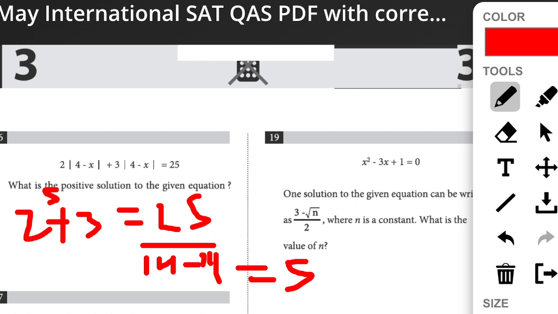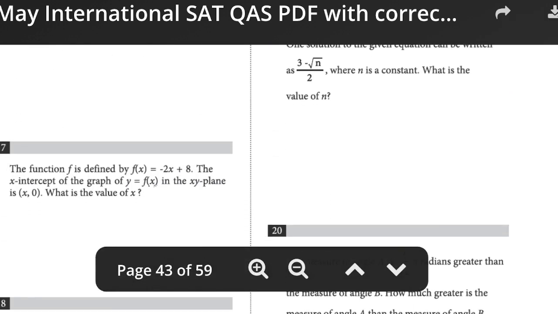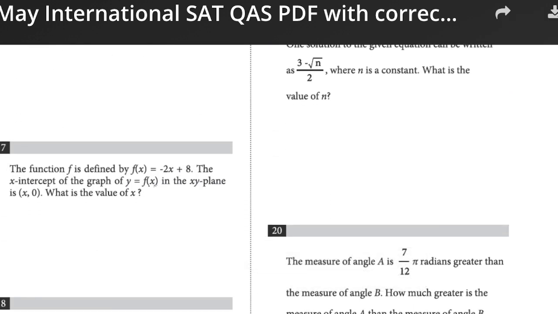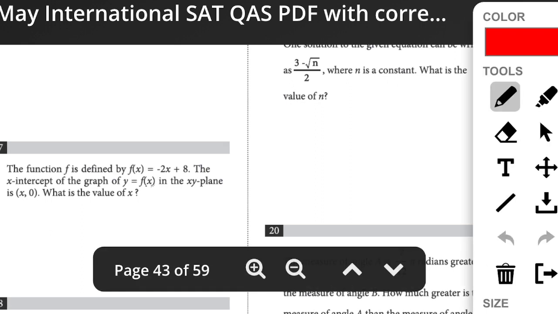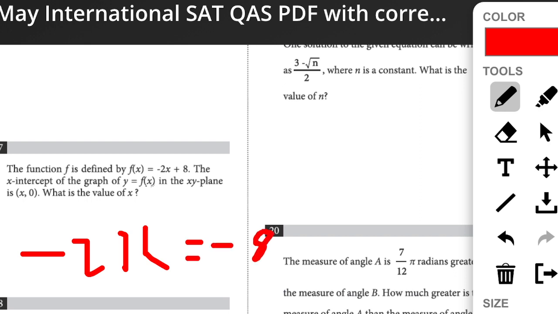So let's think about it. So how could we get a -5? If we do 9, then yes. So 16 is 9. Alright. Number 17, we have the function f is defined by this equation. Alright. What is the value? Okay. It says that the x-intercept of x. So when is y 0? Well, if negative 2x is equal to negative 8, so that's when x equals 4. So 17 is 4.